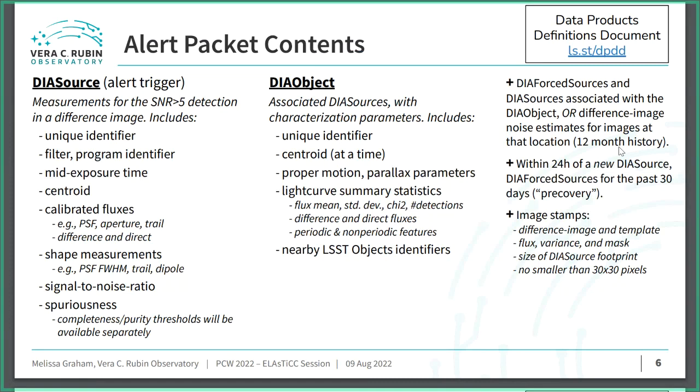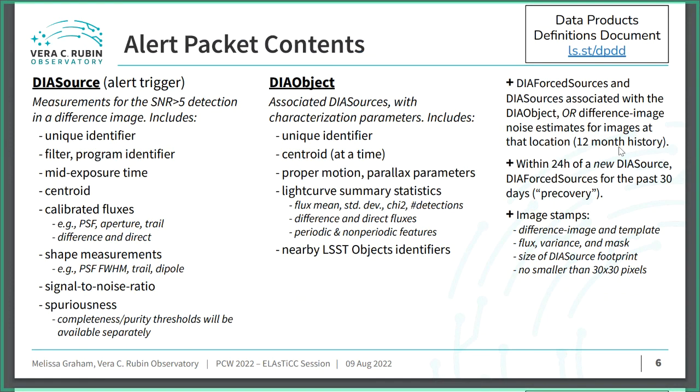What else did I want to tell you? Yeah, so that alert record also includes a history of forced sources, if there is one. So if we saw it and then it went below the detection threshold and then it came back, those forced sources are also included in the alert. So it's in that history.